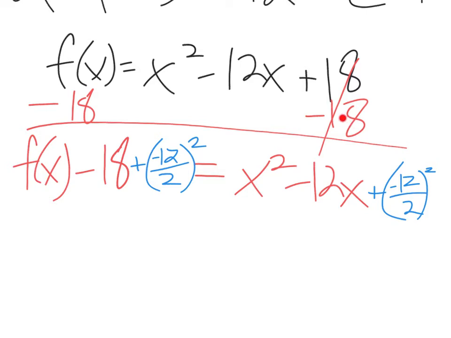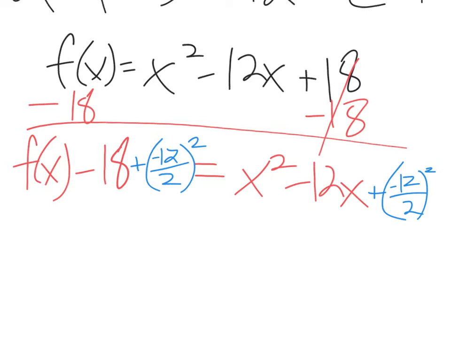Just like in the previous step, I minus 18 on the right-hand side of the equal sign, and then I minus 18 on the left-hand side of the equal sign. So if I'm going to magically enter in a new number, the only way it's mathematically justified is if you do it to both sides. All right, so if I put a plus negative 12 over 2 squared on one side, I have to do a plus negative 12 over 2 squared on the other side, okay?